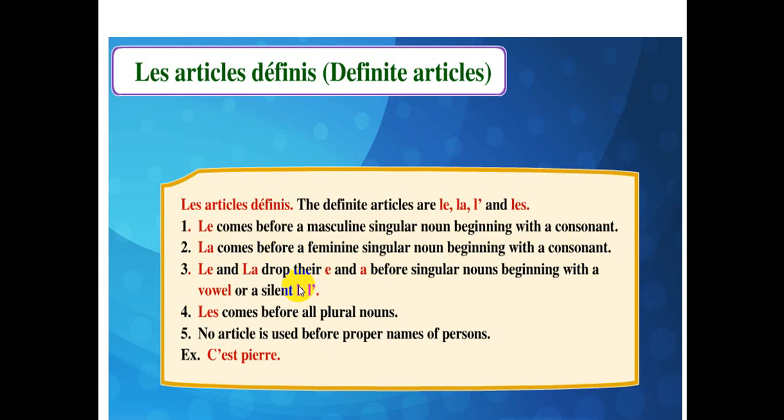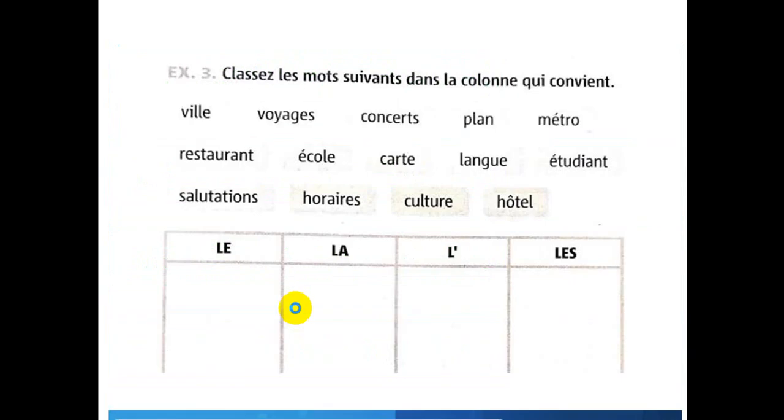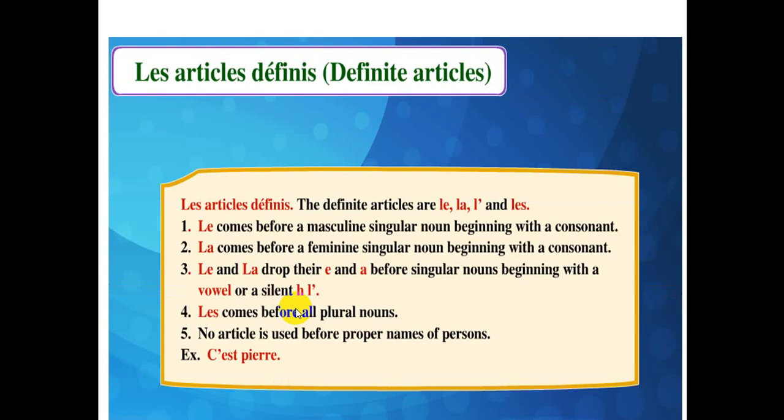Now l'apostrophe we use only before singular nouns which start with a vowel. How can we differentiate that? I'll tell you in the next slide. Les comes before all plural nouns. For example, if your noun is given in the plural form, we will use les before that.